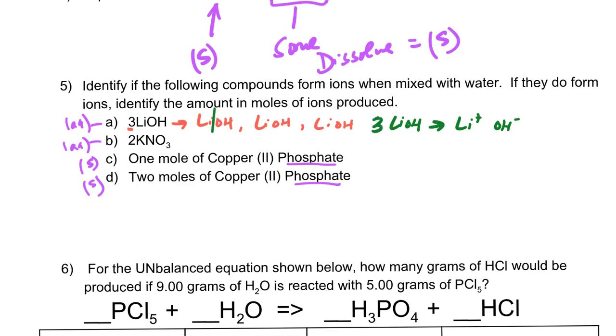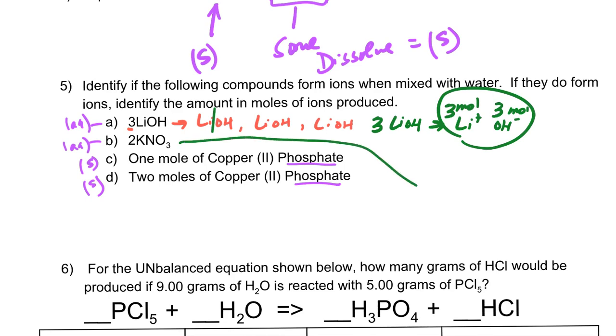So that means if I put the 3 up front, I'm going to have 3 moles of lithium and 3 moles of hydroxide. This is the answer for part A, respectively. Now you should probably just go ahead and put mol for each of these to clearly identify what you've got. Now for B here, let me just make an arrow and then put it down here.